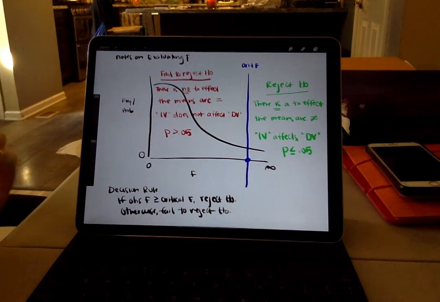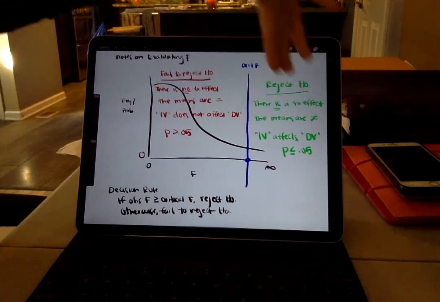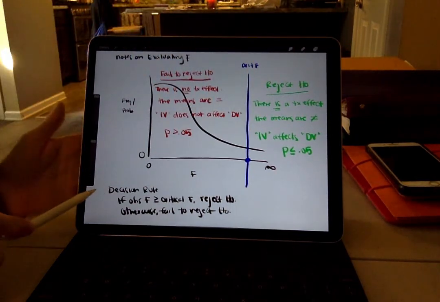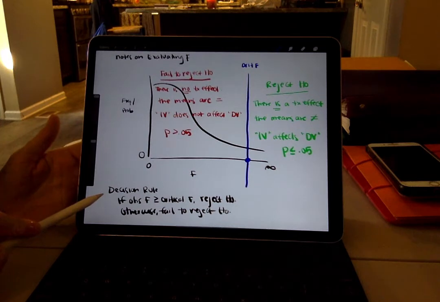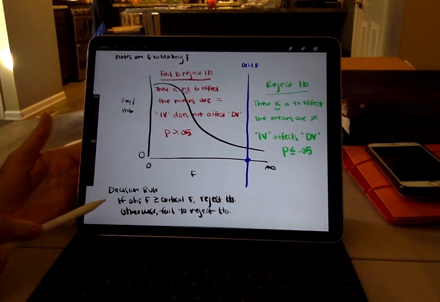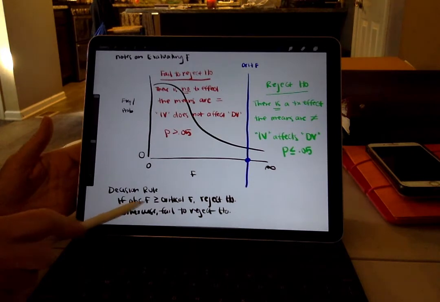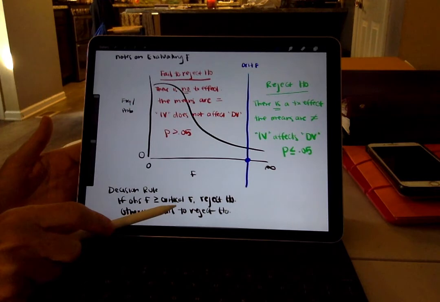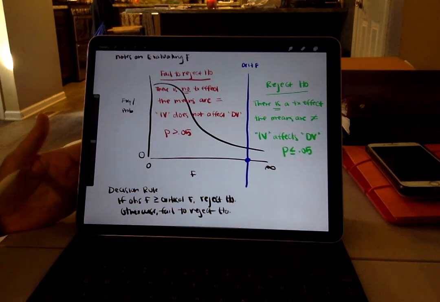For those of you that are not visual learners, for those of you that find this chart to be confusing, I offer you another alternative, which is going to give you the same information that you're getting in this chart in a short statement. It's something called the decision rule. And here is the decision rule. If your observed F is greater than or equal to your critical F, reject the null hypothesis. Otherwise, fail to reject the null hypothesis.